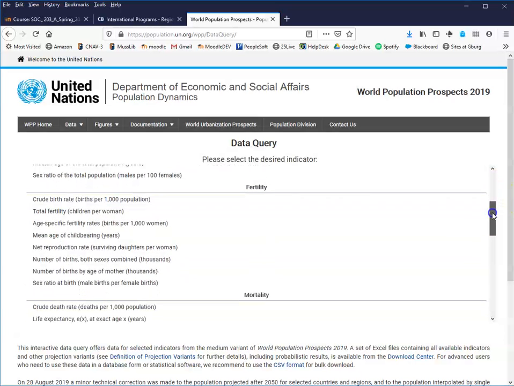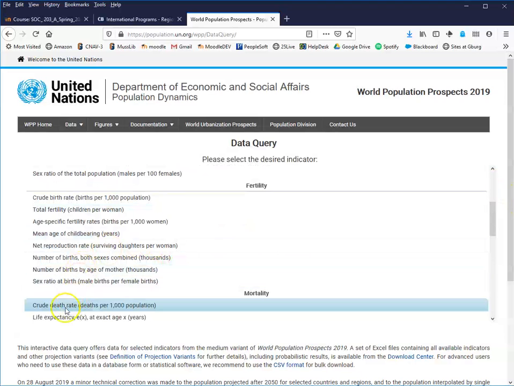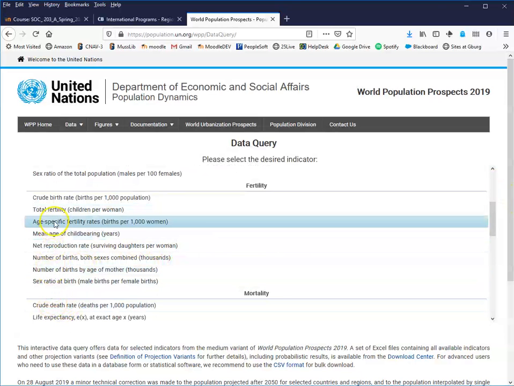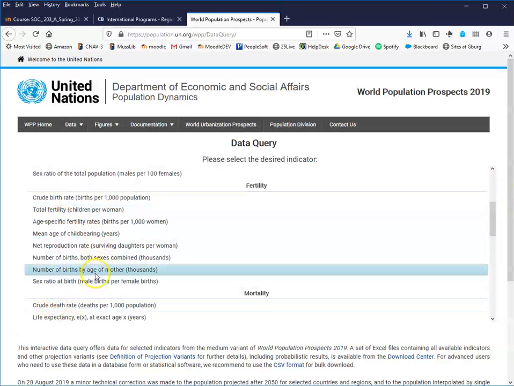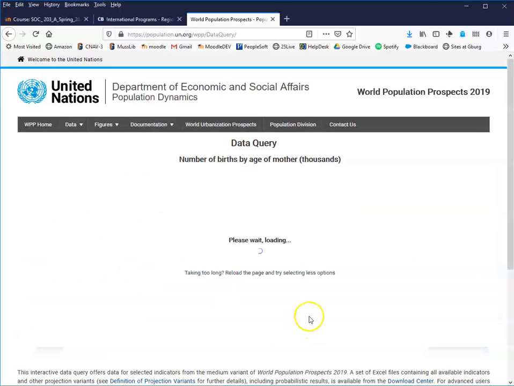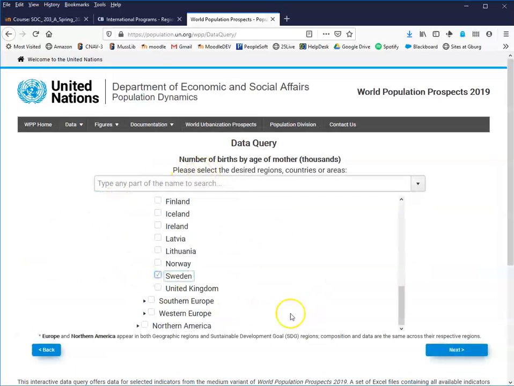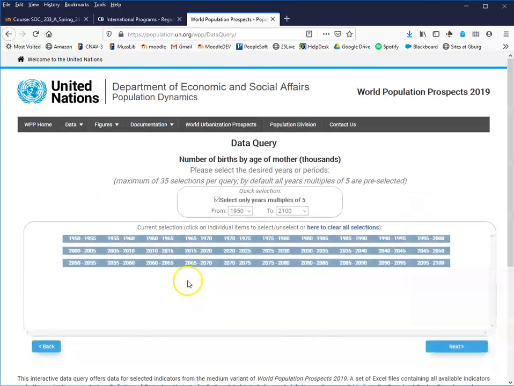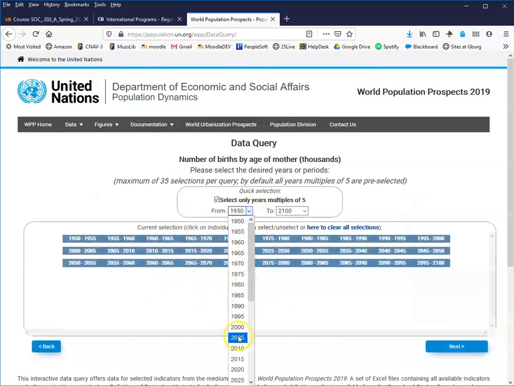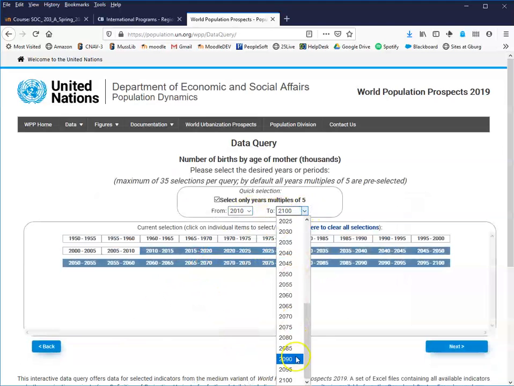And we're going to choose fertility, and what we want is number of births by age of mother. And then I'm going to pick my place, Sweden. You have to capitalize the names of these countries or it won't find it for you, just FYI. There we go. I don't need all these points in time. I'm just going to do 2010.